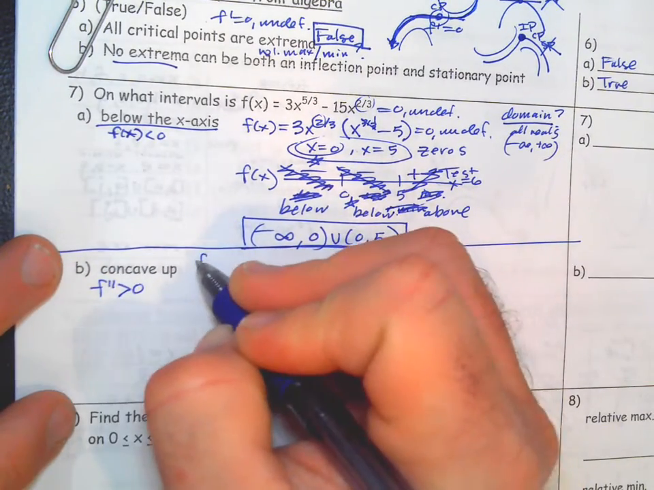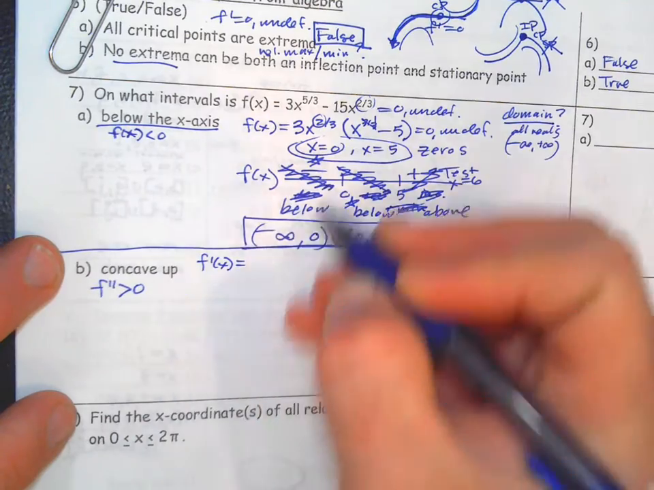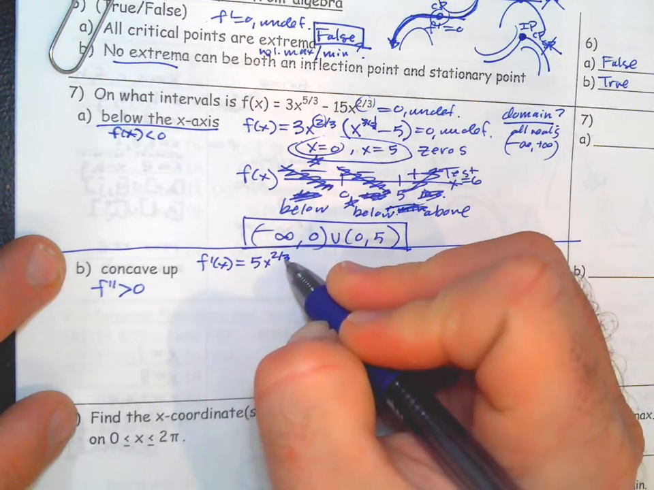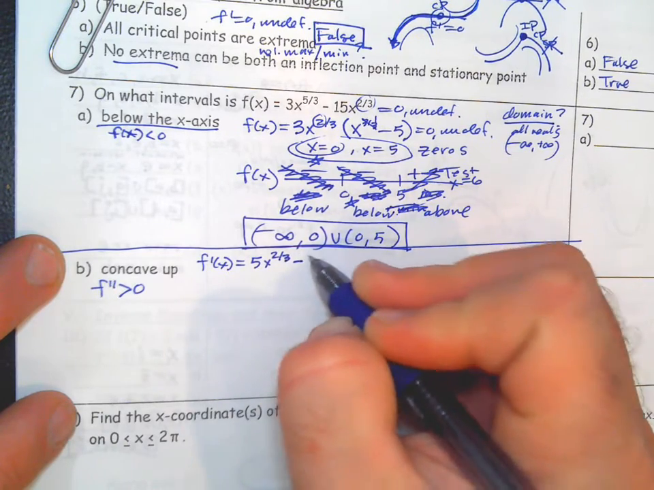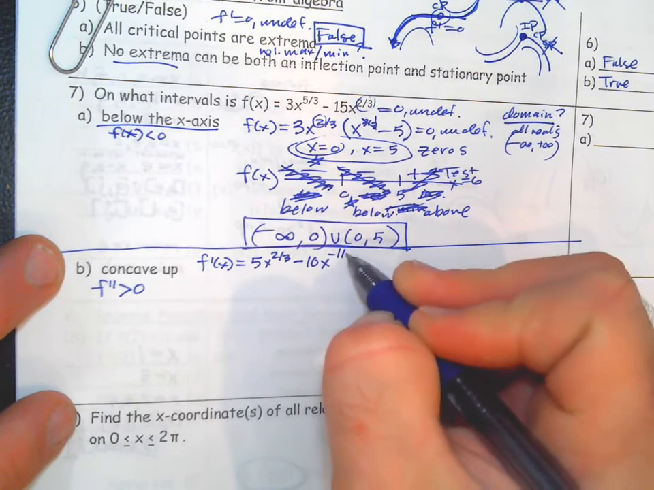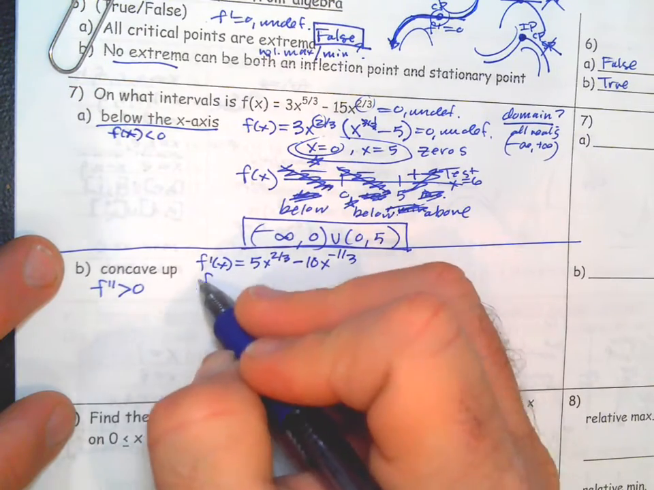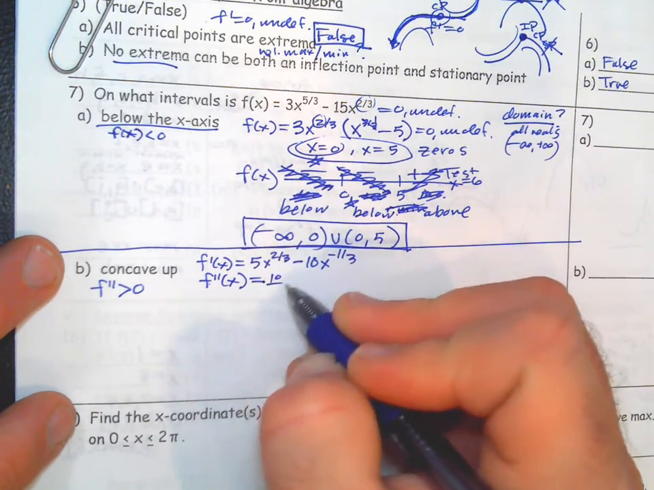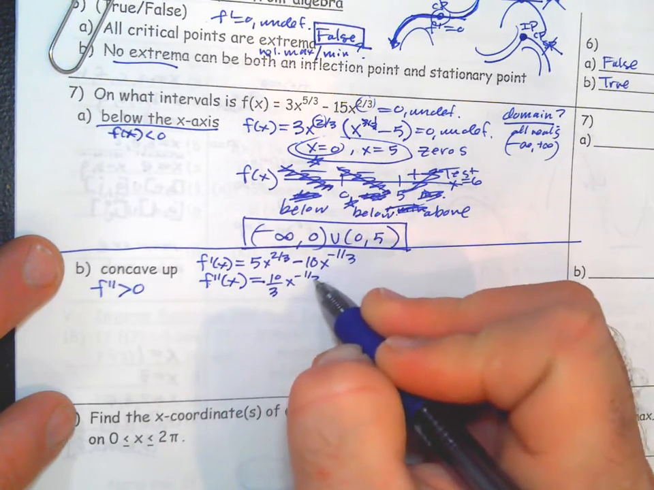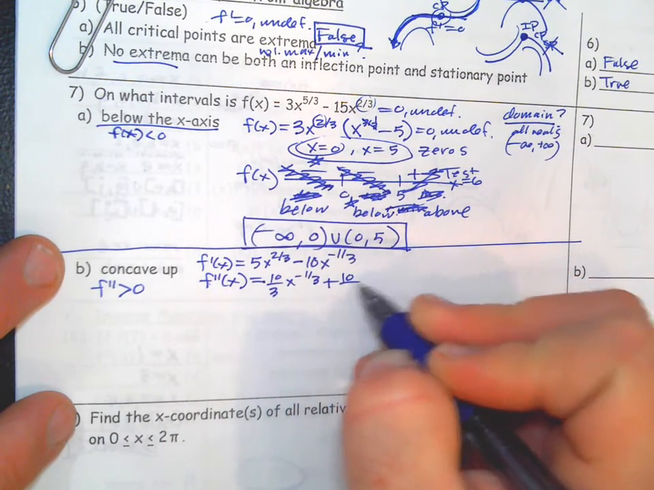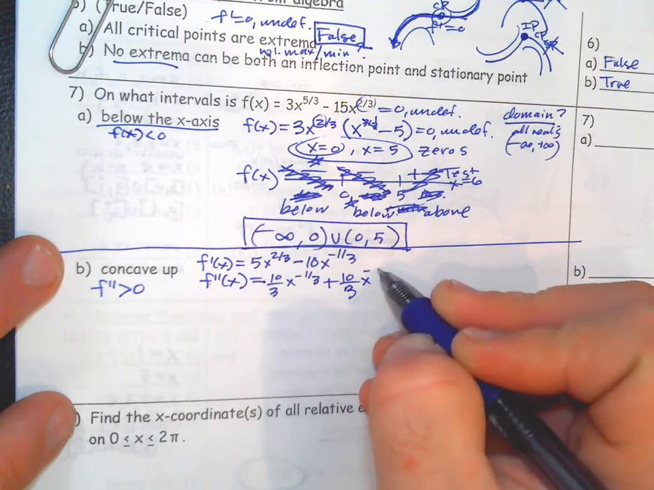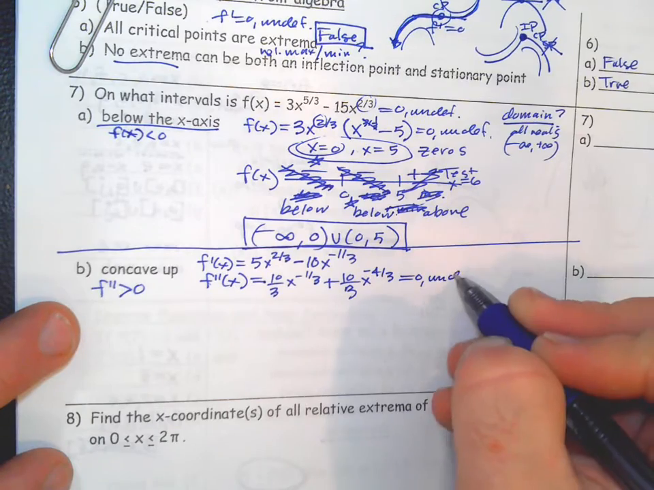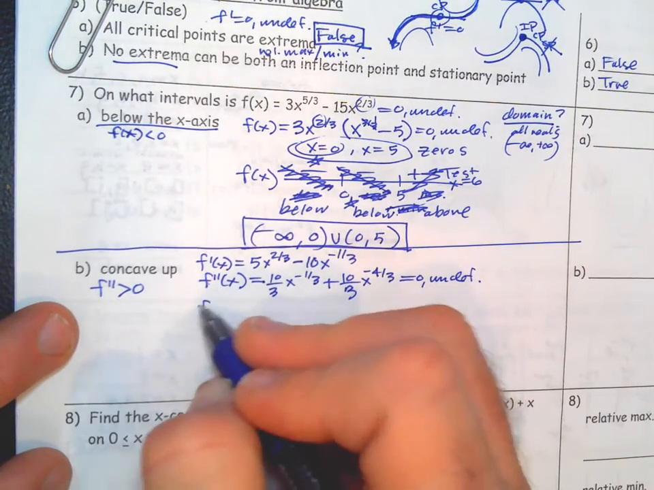So we've got to find the first derivative, which is going to be, by the power rule, 5x to the 2/3 minus 10x to the negative 1/3. I'm doing a little bit of work in my head. I don't need to find critical points, so I'm going directly to the second derivative. This is going to be 10/3 x to the negative 1/3 plus 10/3 x to the negative 4/3. This is what we're going to set equal to 0 or undefined to find potential inflection points.